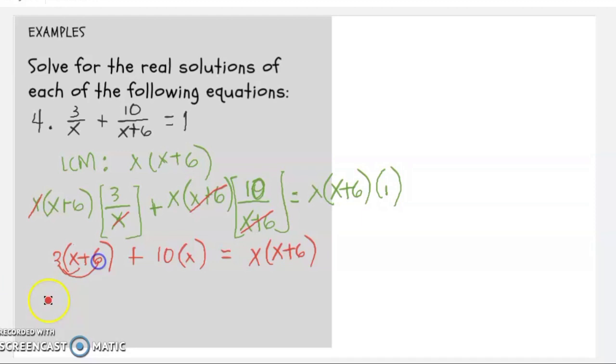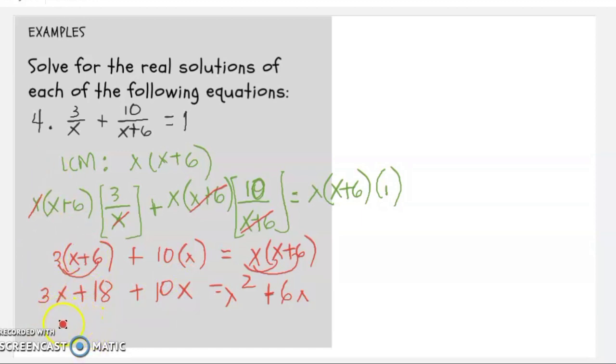O, i-distribute nyo lang yan. So, we have 3x plus 3 times 6 is 18. Plus, ito ay 10x na. Tama? Then, we have x times x is x squared. X times 6 is positive 6x. Then, we combine like terms. Tama? So, we have 3x plus 10x is 13x na siya, diba?